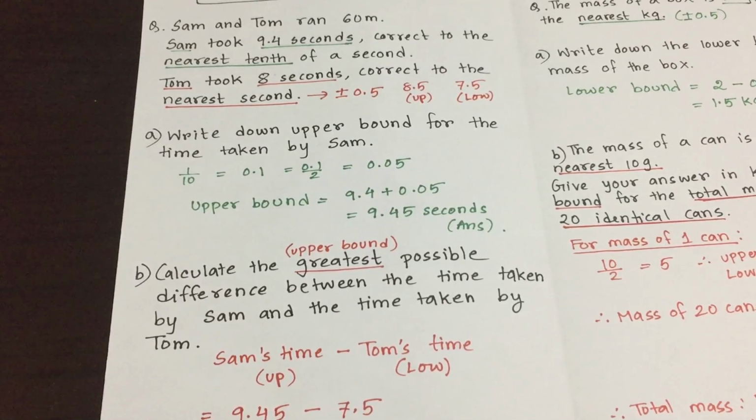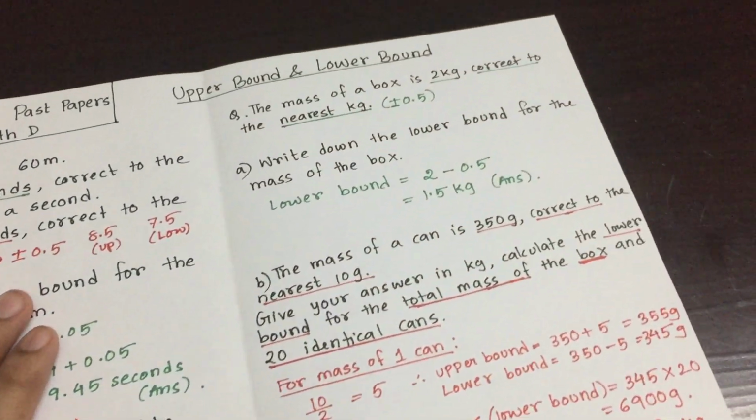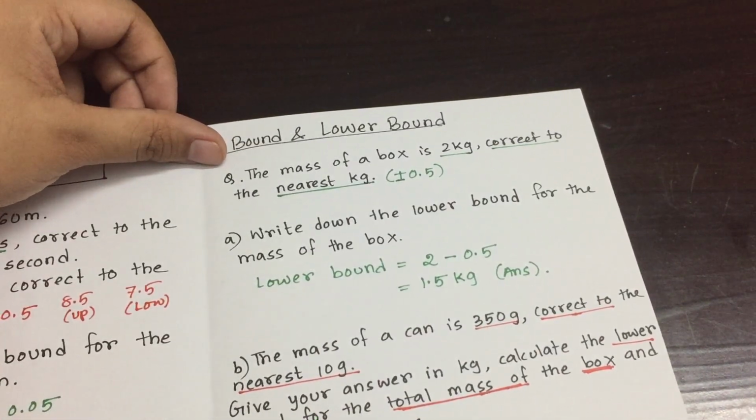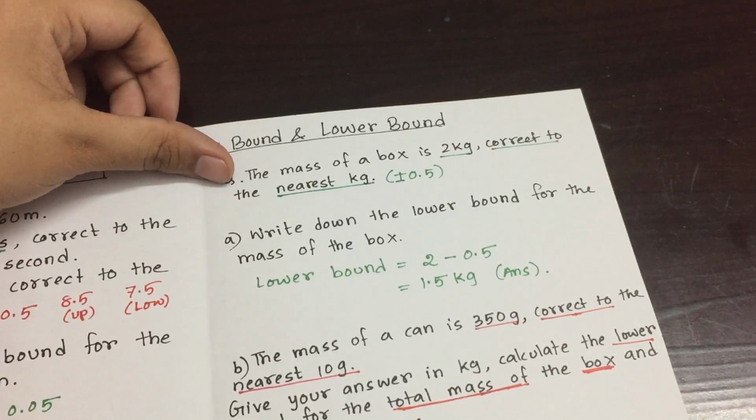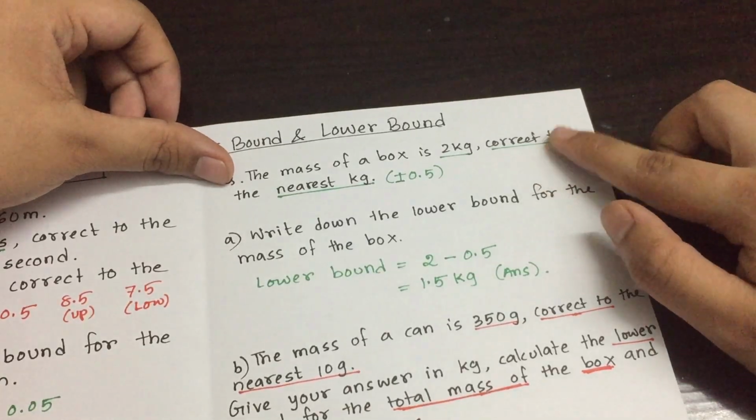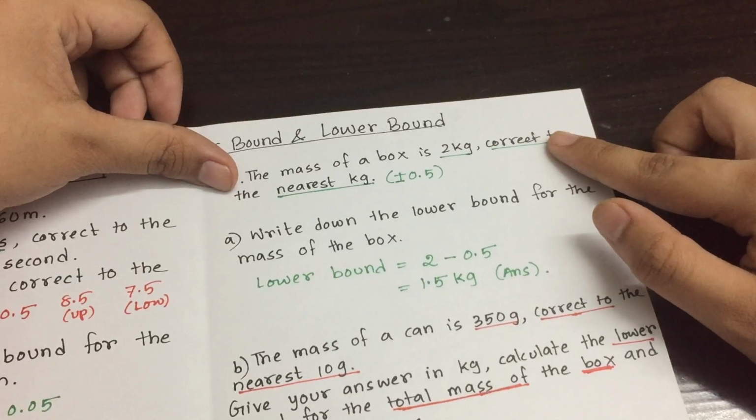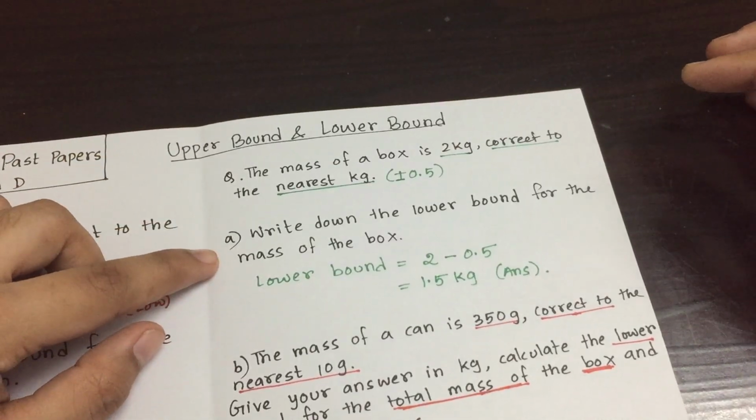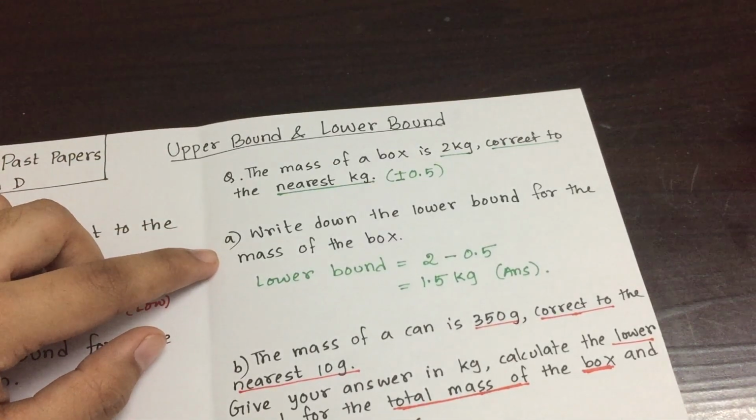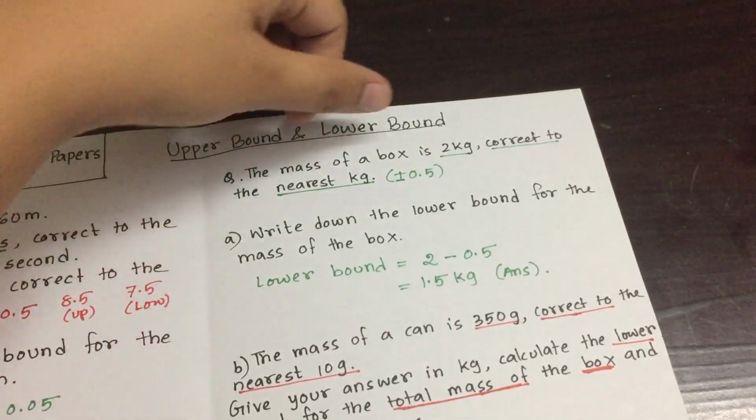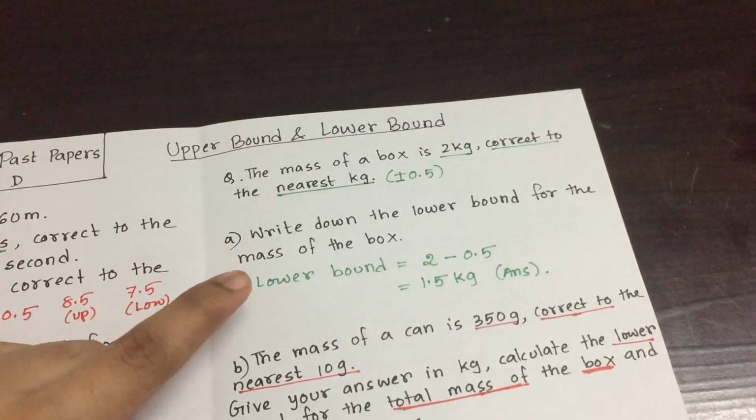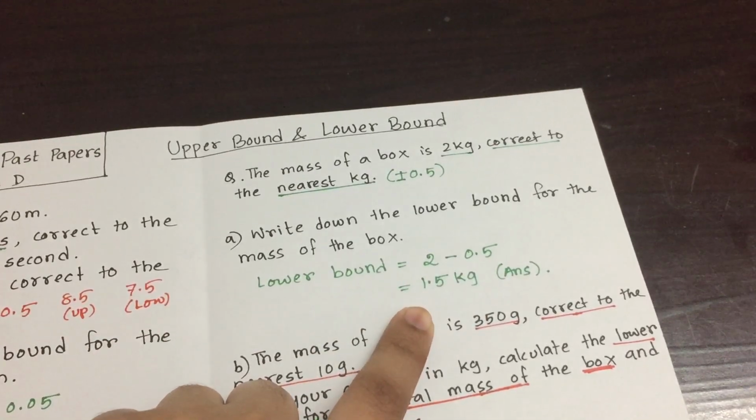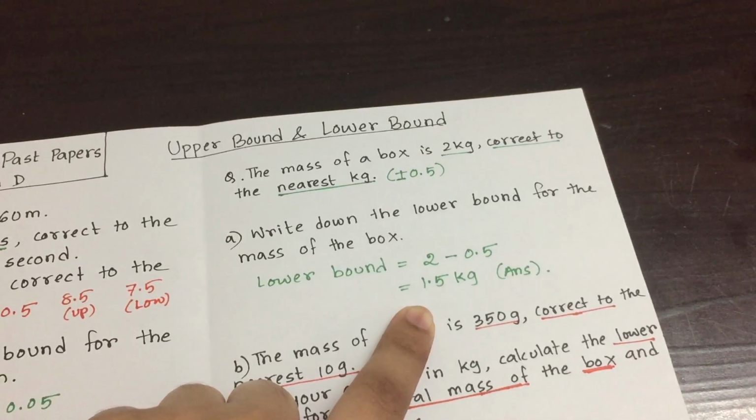Now let's move on to the second question. Okay, so here the mass of a box is 2 kg, which is correct to the nearest kg. So again, my keyword here is correct to the nearest kg. So it will be obviously plus minus 0.5. And in the first requirement, we are asked to find out the lower bound for the mass of the box. So we know the mass of the box is 2 kgs. And in order to find out the lower bound, we subtract 2 minus 0.5, which gives us 1.5 kgs. So that will be our answer.